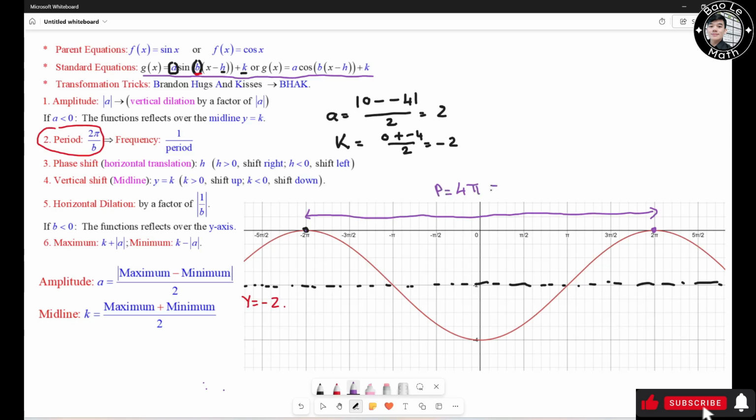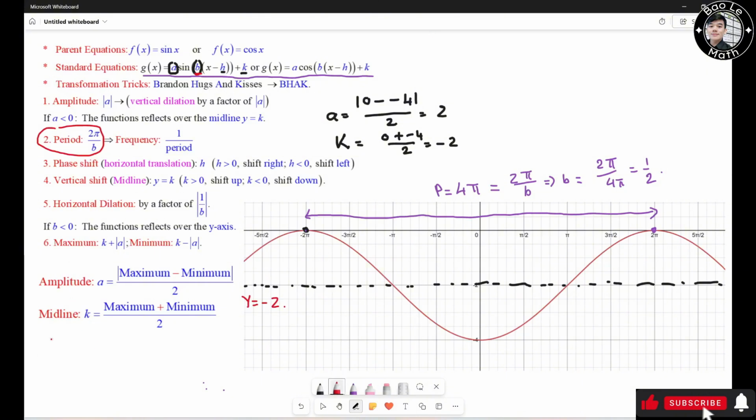Now 4 pi equals 2 pi over B, so B equals 2 pi divided by 4 pi. It's going to be 1/2. So I'm done with A, B, and K. Now I need to find the phase shift right here.